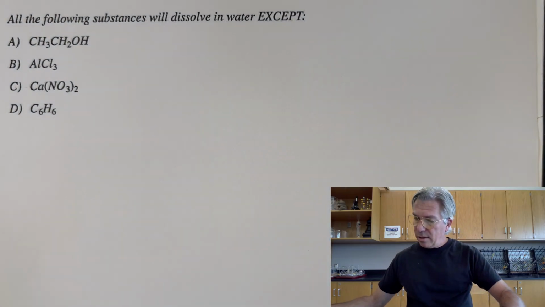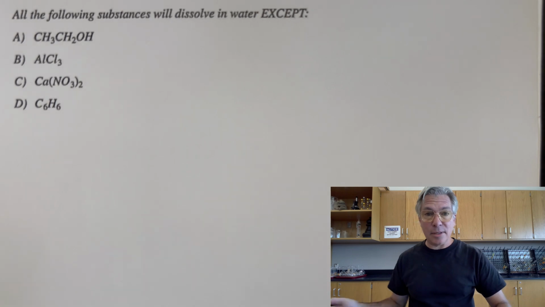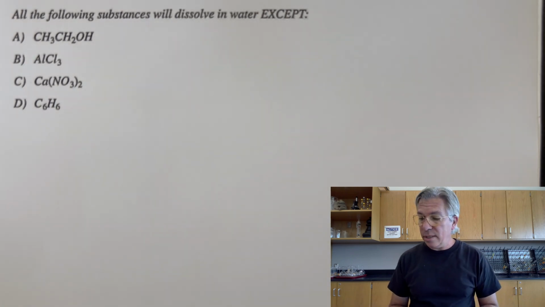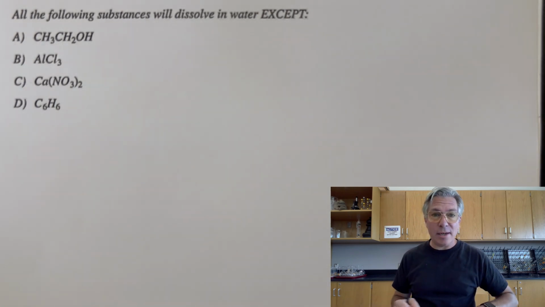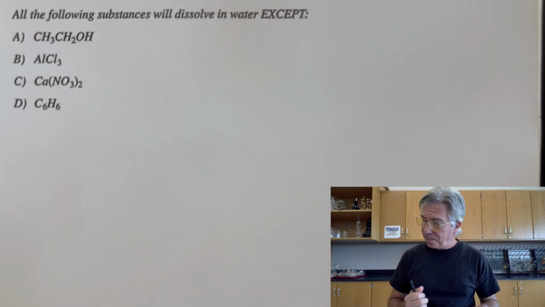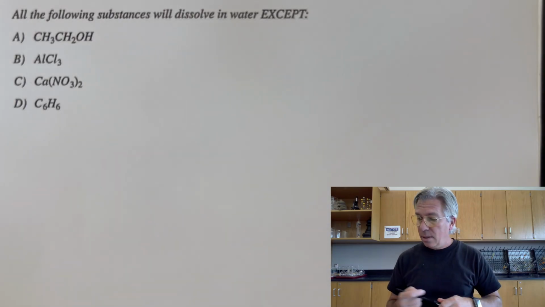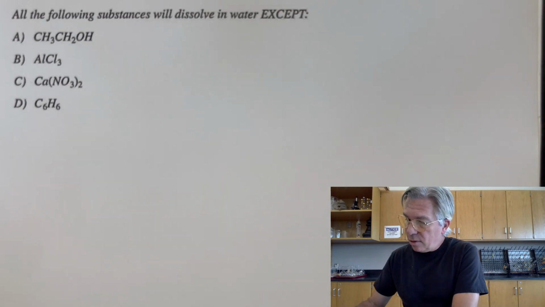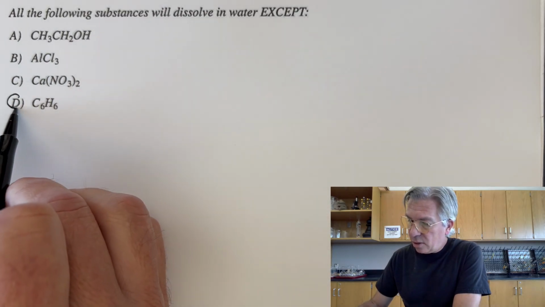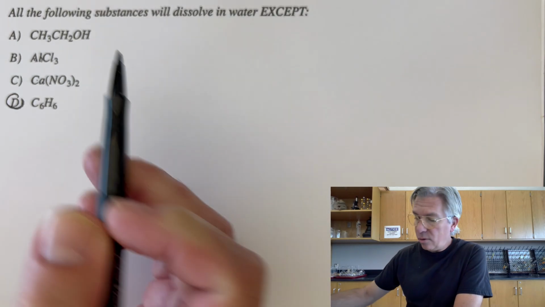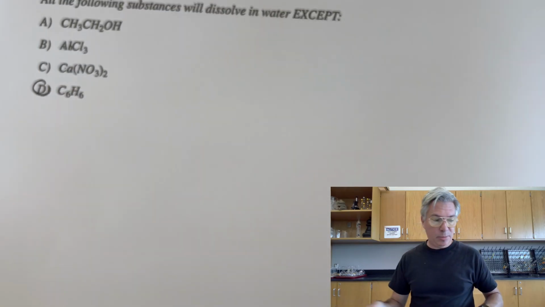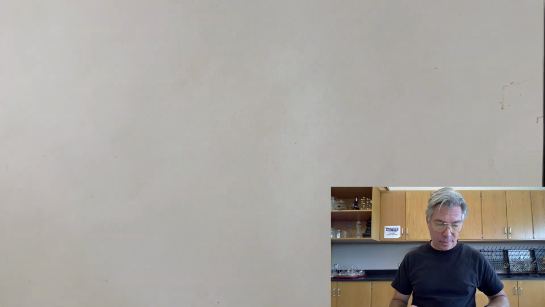All right, all of the following will dissolve in water except, we have 4 choices. Take a moment, another pause the video moment, why not, and see what you think. And I'm going to say that the first 3 are all going to dissolve in water. These are both soluble ionic compounds, and that's ethanol, and C6H6 is benzene, which is a hydrocarbon. And we'll end today's video.